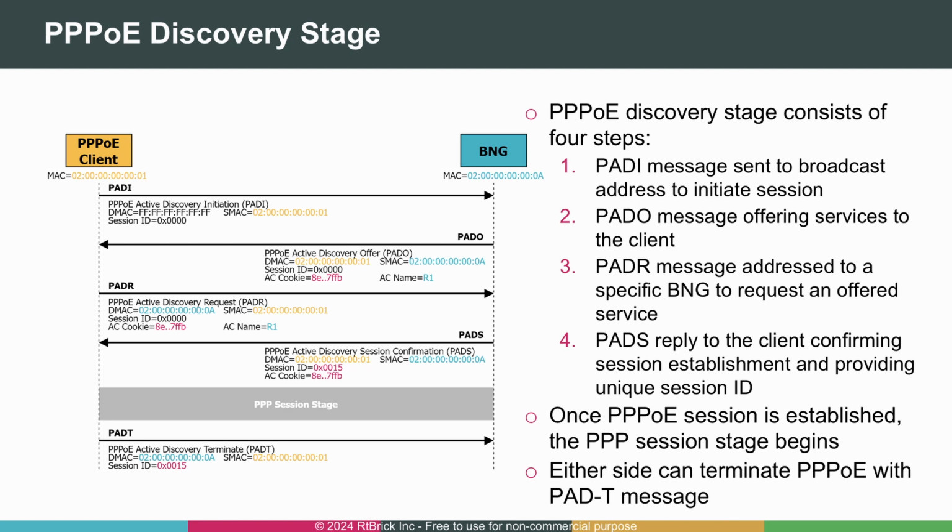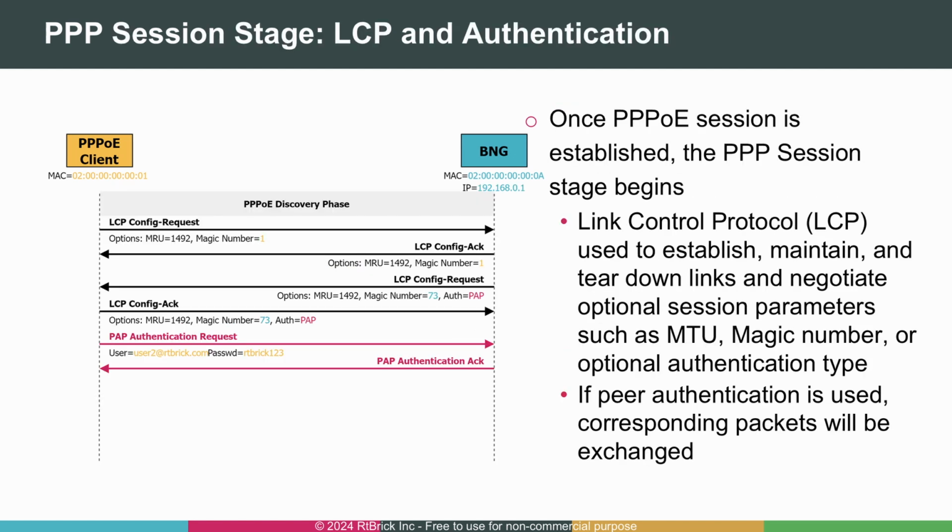At any point during the session, either side can send a PPPoE Active Discovery Termination, PADT, packet to terminate the session. When a PADT is received, no further PPP traffic is allowed for that session. Once the PPPoE session is established, PPP data is transmitted in the same manner as in any other PPP encapsulation. All Ethernet packets are unicast.